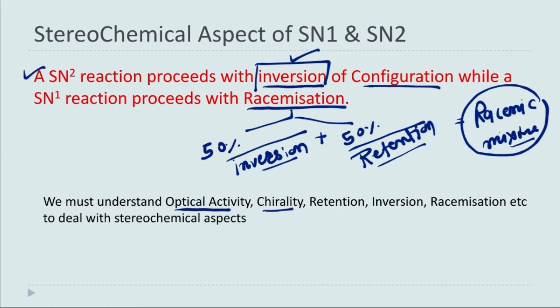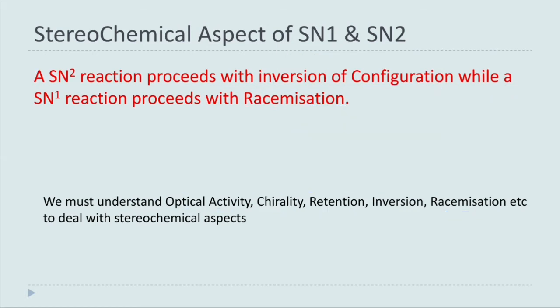Before starting the stereochemical aspect, we must be familiar with some terms like optical activity, chirality, and what retention, inversion, and racemization are. To understand the concept of stereochemistry, we must know these topics. Although in 12th class stereochemistry is not covered in detail, since stereochemistry is a separate branch of chemistry in its own right, here we will just focus on what inversion, retention, and racemization are. That's it.